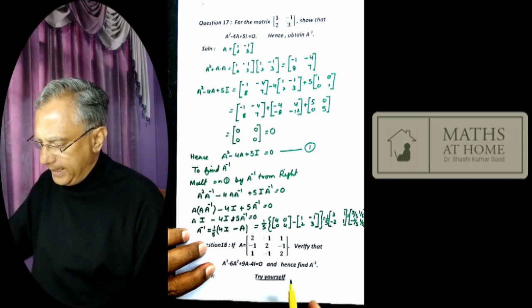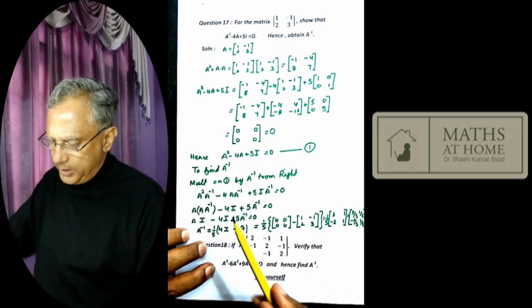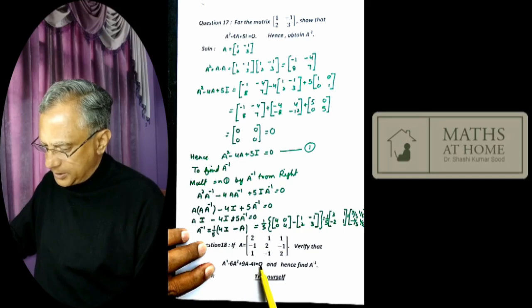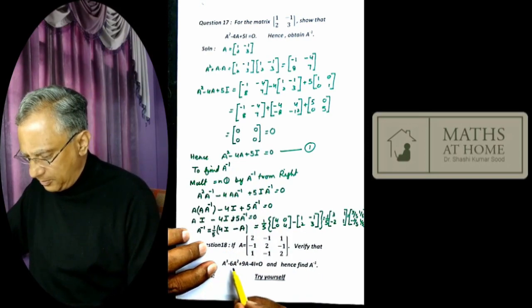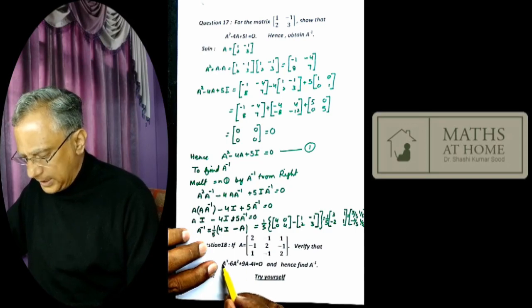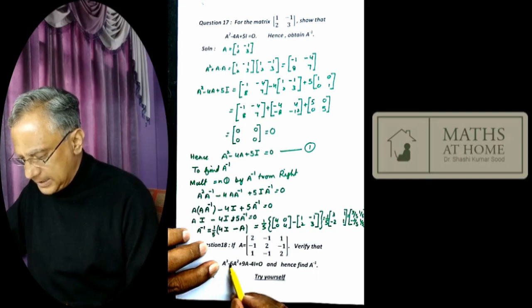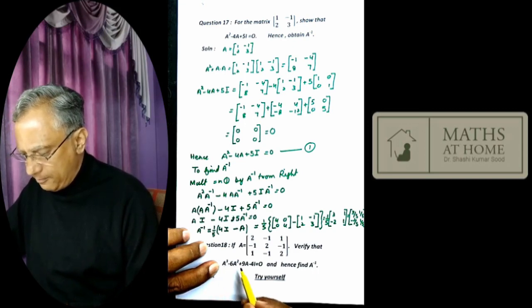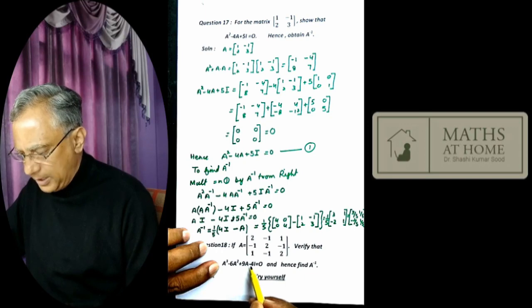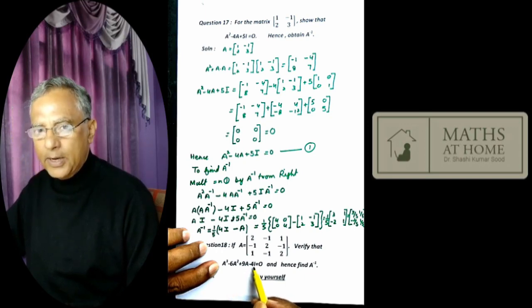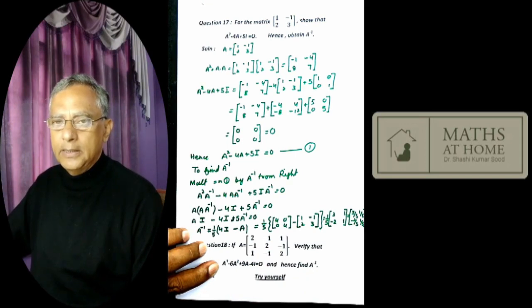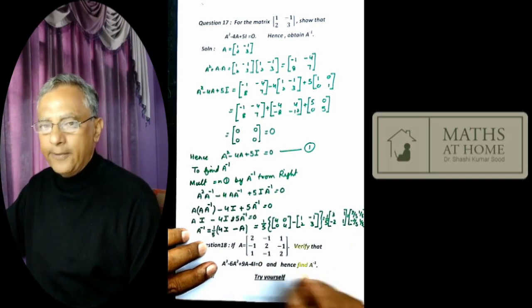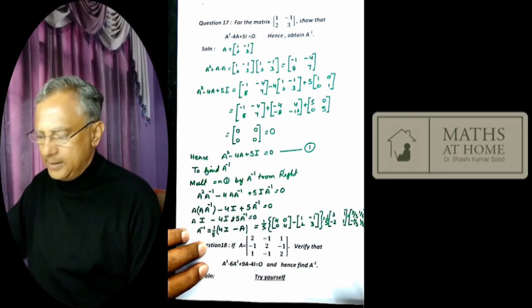And then to find A inverse, what we do is we will multiply this equation by A inverse. So when we multiply this equation by A inverse, we will get A inverse into this will be A square minus 6A plus 9I minus 4A inverse. And solve this equation for A inverse. And calculate it as we have done here. You can try it.